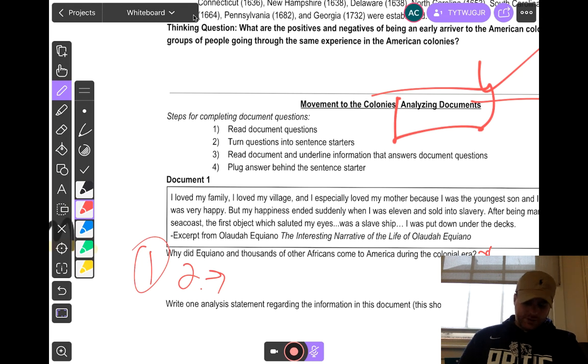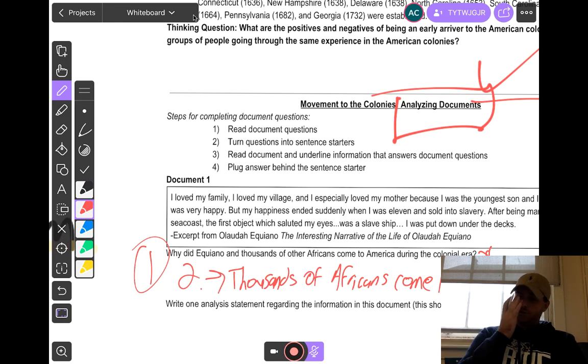This question asks, why did Aquino and thousands of other Africans come to America during the colonial era? The sentence starter could be, thousands of Africans come to America, and then you will fill in the answer once you read the document.